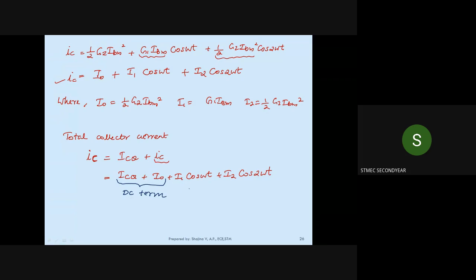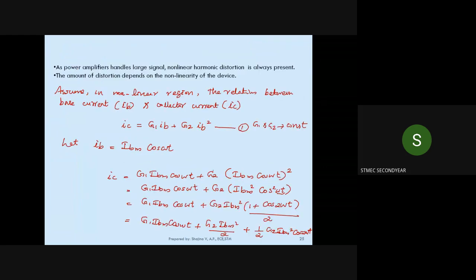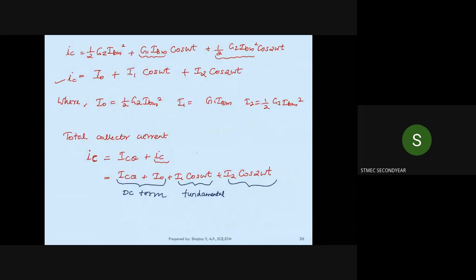Okay, and I1 into cos omega t contains a frequency component with the frequency omega. This is actually our input frequency, so we can say it is the fundamental frequency term. Okay, fundamental frequency term I1 into cos omega t. Here you can see our frequency. What was the frequency of our input signal? It was cos omega t. Omega was the frequency. So here I1 into cos omega t, we can say it is the fundamental frequency term.